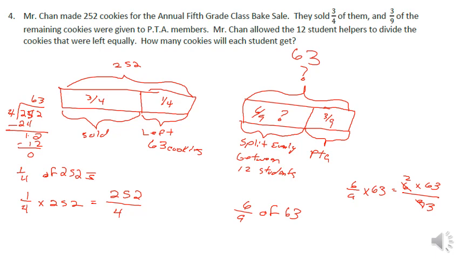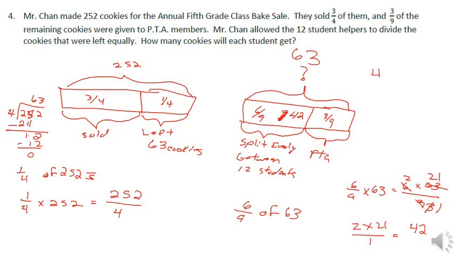Okay? Now, I can also come over here and go, oh, wait a minute, I still have multiples after I've eliminated that. Because 3 would go into this 3 one time. 3 would go into 63 21 times. Now I have 2 times 21 over 1, which equals 42. So this is now a known of 42 cookies.